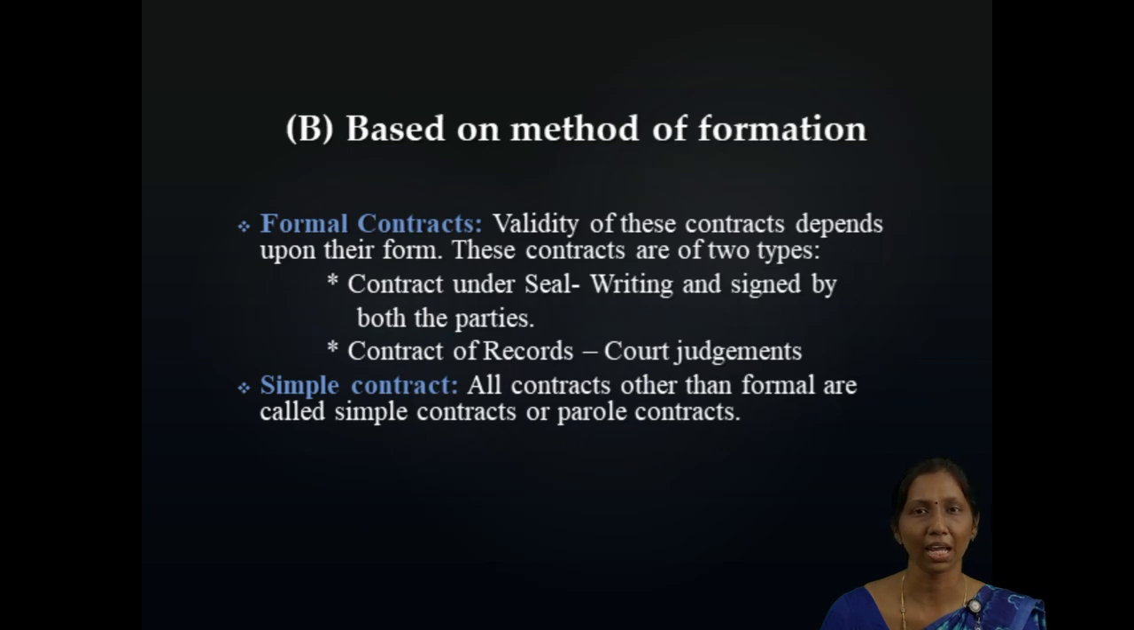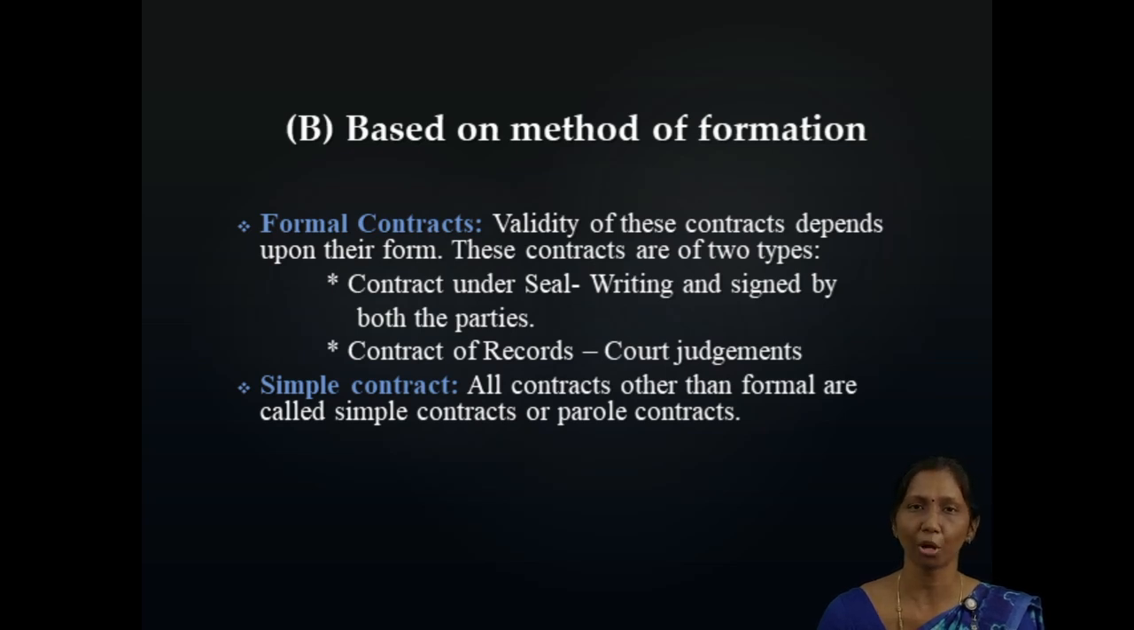Next one, based on the method of formation, how it is formed. On the basis of formation, we divide the contract into two. The first one is formal contract and the other one is simple contract. Let us first see what we mean by formal contract. A formal contract fulfills all the essentials of a valid contract: it is an agreement, it is also enforced by law. It satisfies both. It should be signed, it should be sealed, everything. It is mentioned in the court. So everything is in a formal contract.